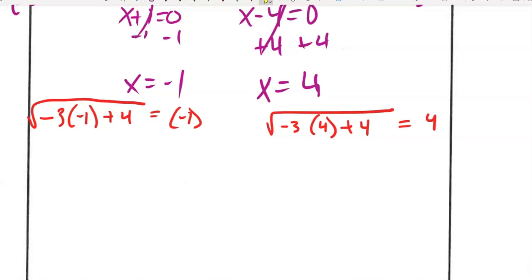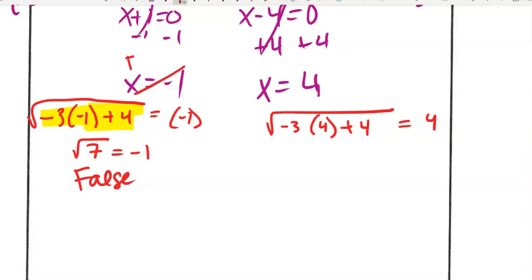All right, starting from the inside. -3 times -1 is 3, plus 4 is 7. Square root of 7. Is the square root of 7 equal to -1? No. That's a false answer. So this is false. Let's not write the false here. Let's write the false with the x equals.